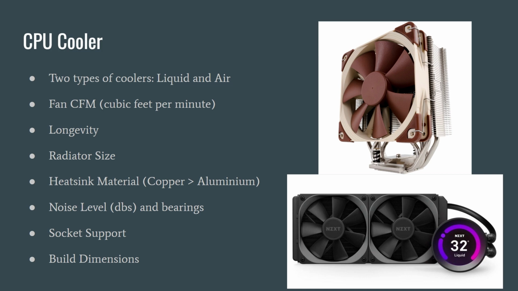Alright, so next up we have the CPU cooler. There are two types of coolers, liquid and air. And they're actually way more similar than you think. Air coolers basically have a plate that conducts heat from the CPU and then spreads it through metal arms into a big metal radiator. And then fans just blow the heat through the radiator and out of your case, basically.